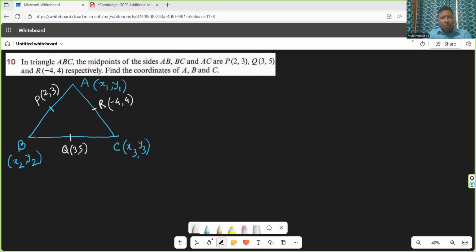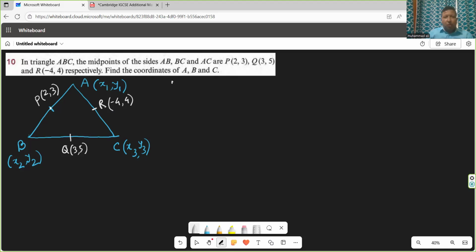Here the midpoints of AB, BC, and AC are P, this is P, that one is Q, and that one is R. P coordinate 2, 3, Q coordinate 3, 5, and R coordinate minus 4, 4, respectively. Find the coordinates of A, B, and C. So we say A coordinate is x1, y1, B coordinate is x2, y2, and C coordinate is x3, y3. We know the midpoint formula. At first, we work with the x-related terms, and later we will work with the y-related terms.